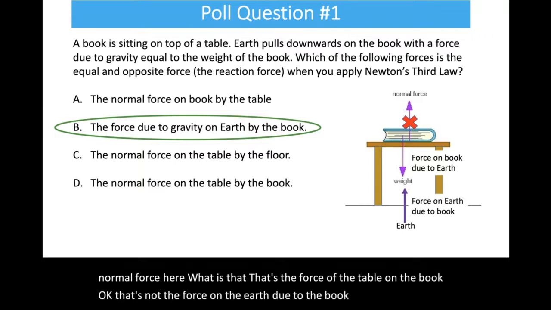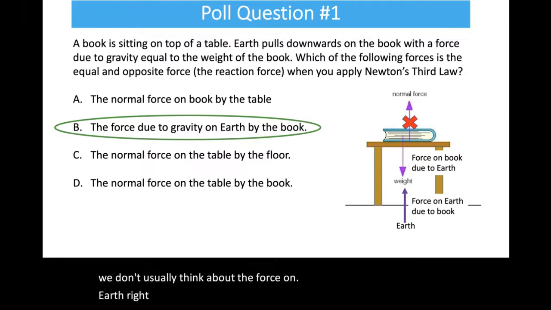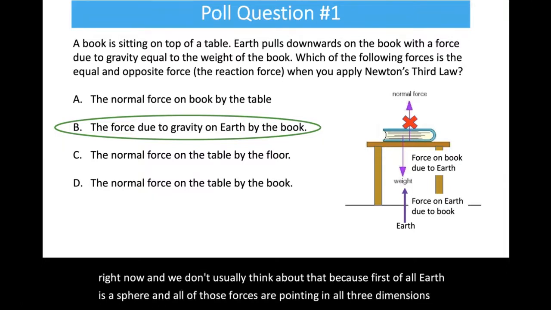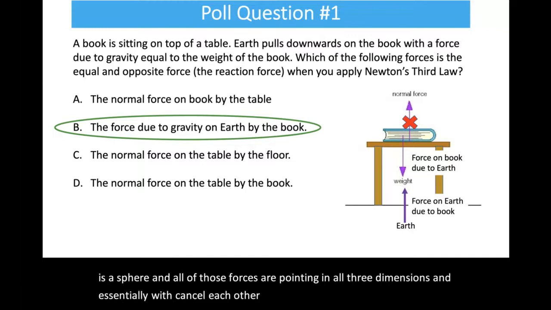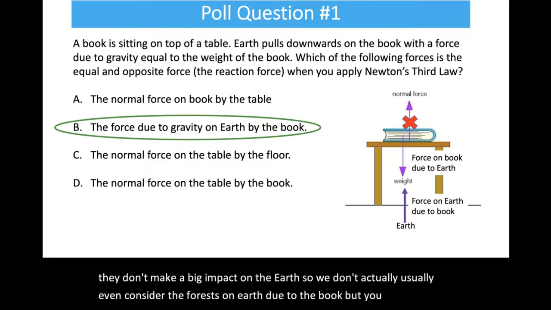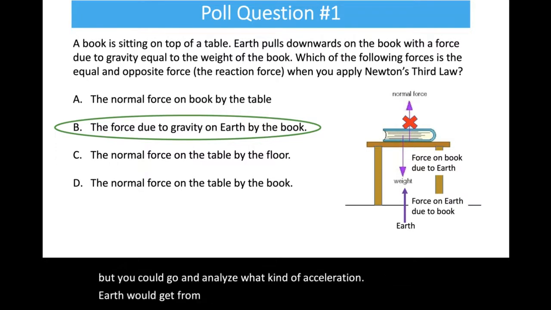Okay, so now we don't usually think about the force on Earth due to objects, right? Like we're all exerting forces on the Earth right now, and we don't usually think about that because, well, first of all, Earth is a sphere, and all of those forces are pointing in all 3 dimensions and essentially would cancel each other out. Okay, and they're also quite small, so they don't make a big impact on the Earth. So we don't actually usually even consider the force on Earth due to the book, but you could analyze what kind of acceleration the Earth would get from that force, and you would discover it's essentially 0.